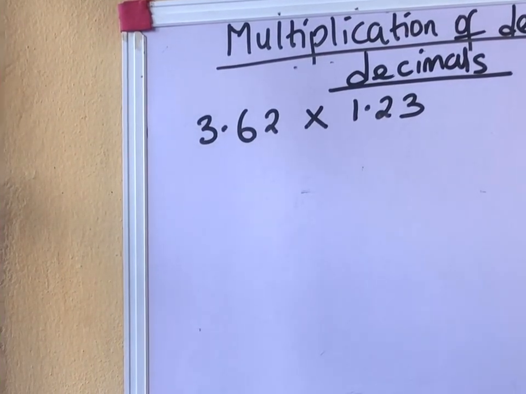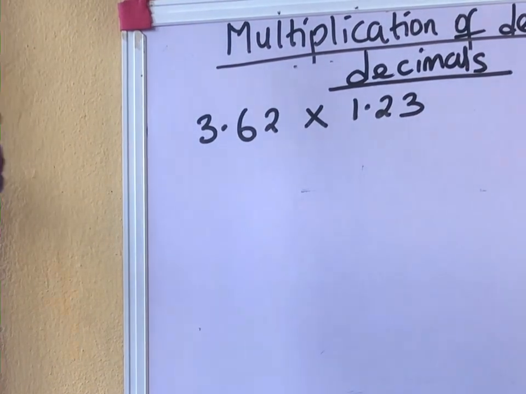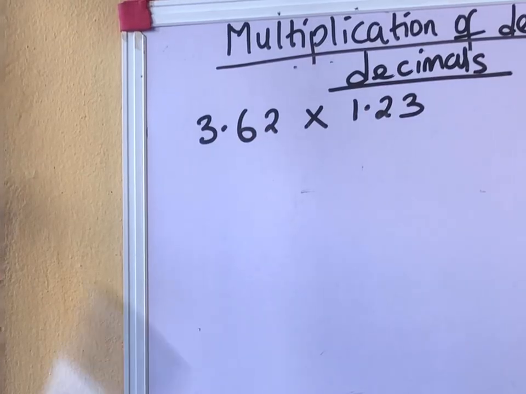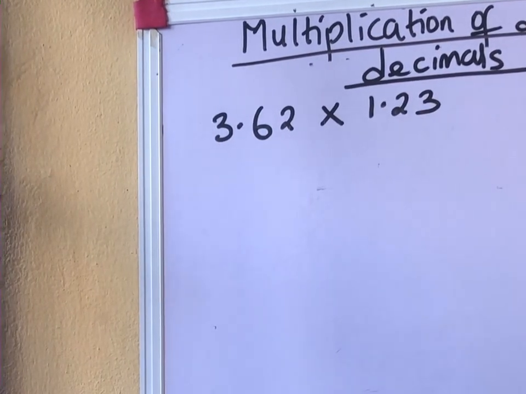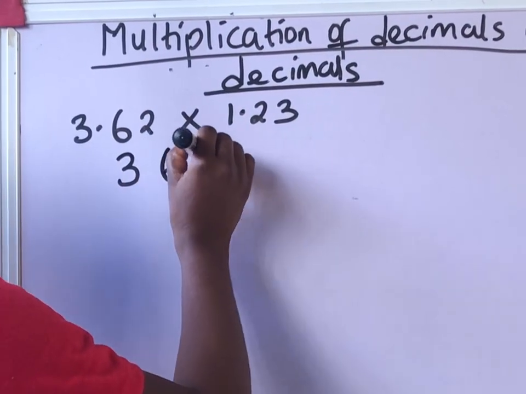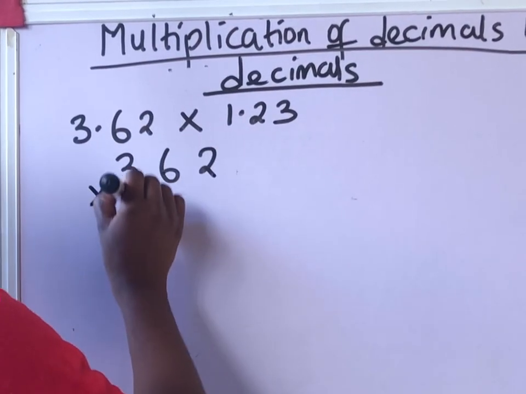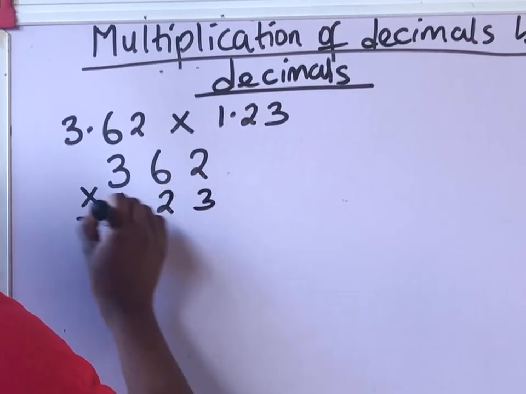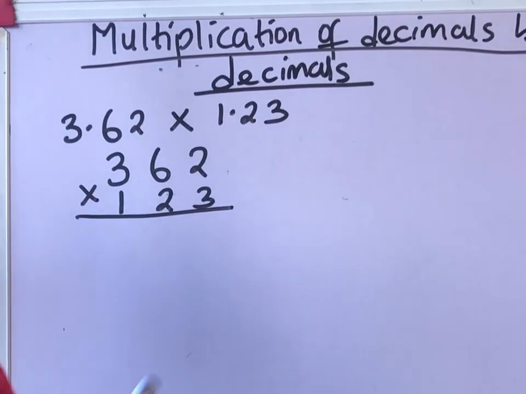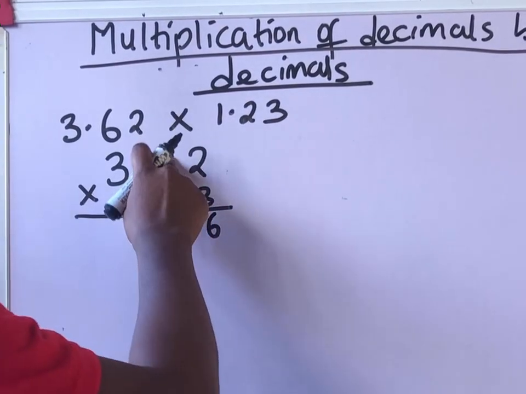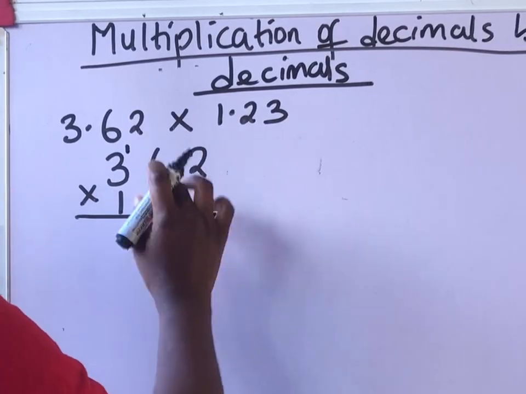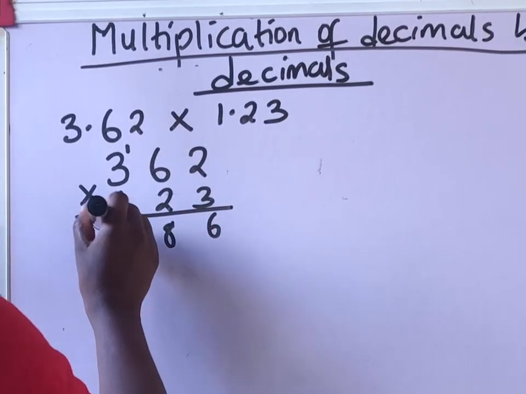All right, so if you have to multiply 3.62 by 1.23, remember what I said in my previous video. You treat the decimal number first as a whole number. So let's go. You have 362 times 123. Let's go. 3 times 2 will give us 6. You put your 6 here. 3 times 6 will give us 18. Put your 8, you take 1 here. 3 times 3, 9, plus your 1, you have 10.